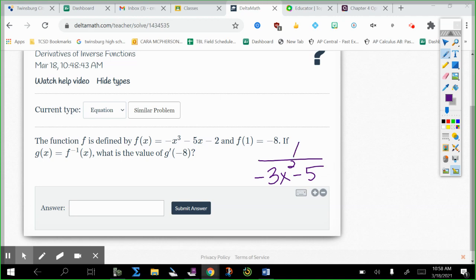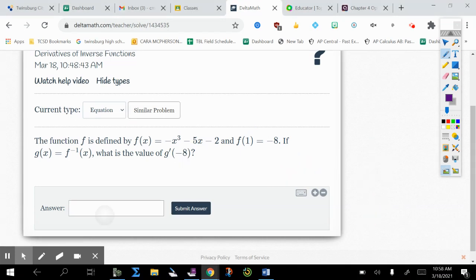Here's what I really like about this one. They will tell you that you're looking for g prime of negative 8, but they'll actually tell you what the x value is whenever the function equals negative 8. So you don't need a calculator for these. You don't have to graph it and see when the function actually equals negative 8. They come out and tell you that it happens at 1. So make sure 1 is the number you're plugging in, not negative 8. You end up getting 1 over negative 3 minus 5, which is 1 over negative 8.